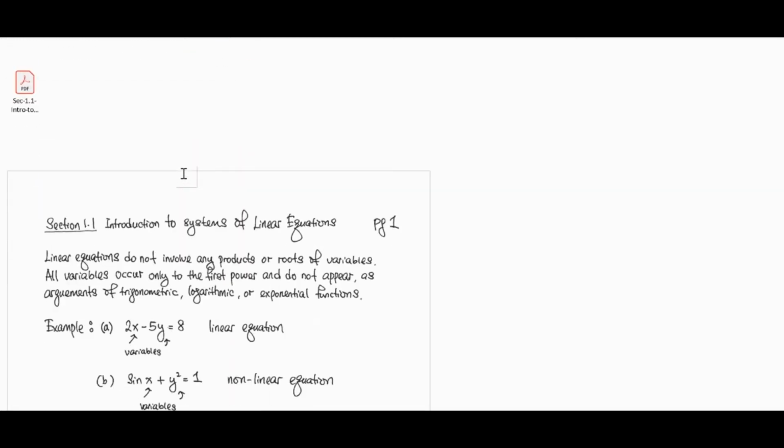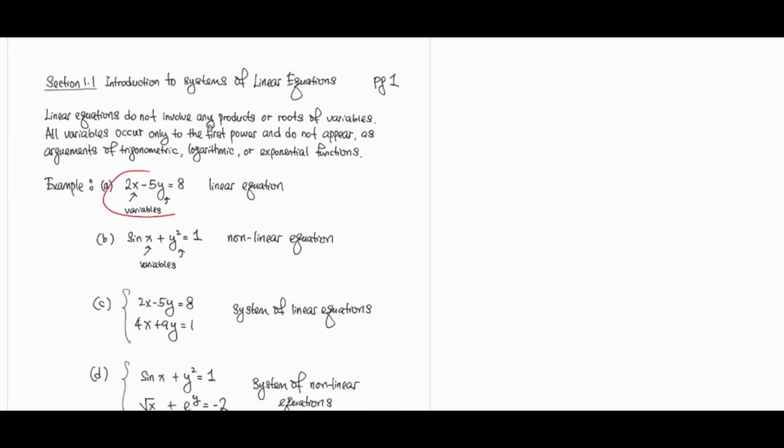All right, so let's look at what equations are linear. This is an equation with two variables, x and y, and we say that this equation is linear because it does not involve any products or roots of the variables, and all these variables occur at the first power and do not appear as the argument of a trigonometric, logarithmic, or exponential function. Because of that, you can see that this is what we call a nonlinear equation. And when you put all the equations together to form systems, this is what we call a system of linear equations, and this is what we call a system of nonlinear equations.